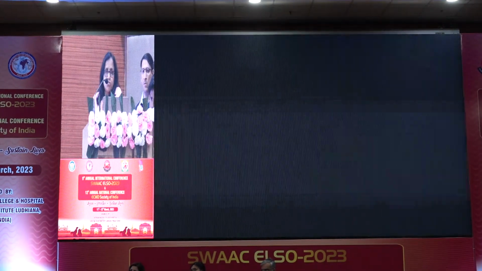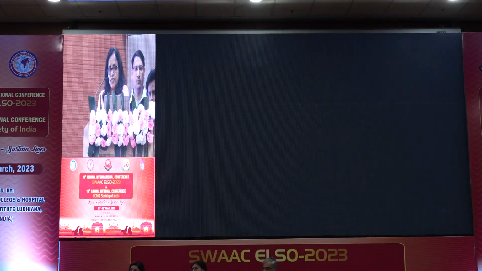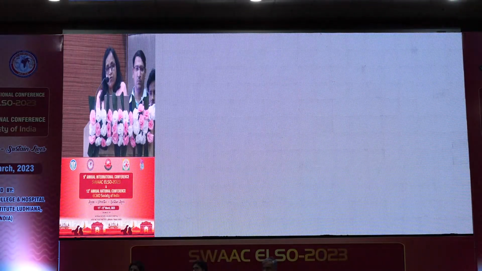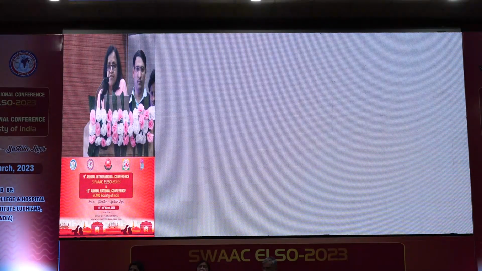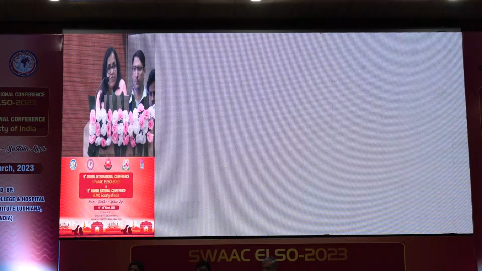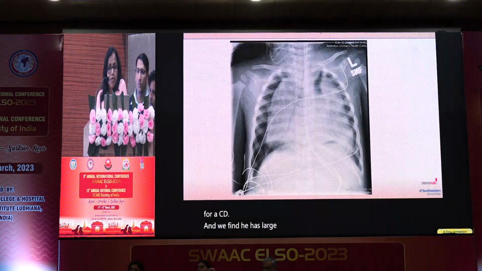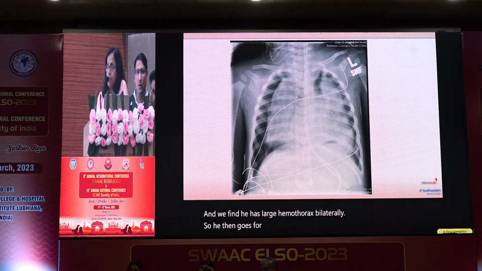Dr. Barrett told us how diagnostics can be very helpful. So since his lungs remained whited out for a long time, we decided that we were going to first do an ultrasound. We found that both his chest cavities were filled with fluid. Then we took him down for a CT, and we found he has large hemothoraces bilaterally. So this is the pneumothorax.